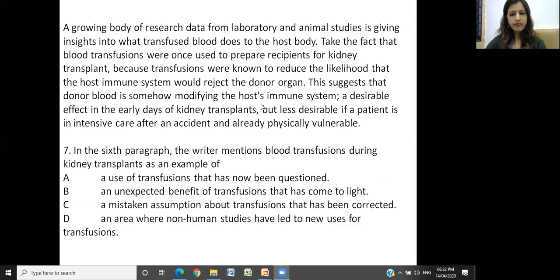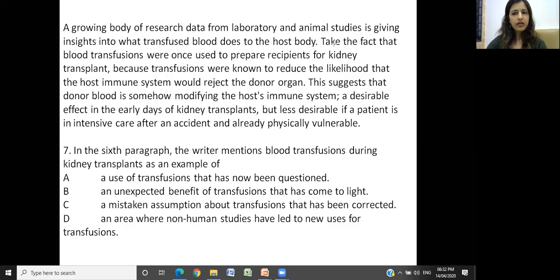Okay, so almost everyone went with B in question 7. One or two A's, otherwise almost everyone is with B. Okay, so again, you could not identify the main point that the writer is trying to make here.